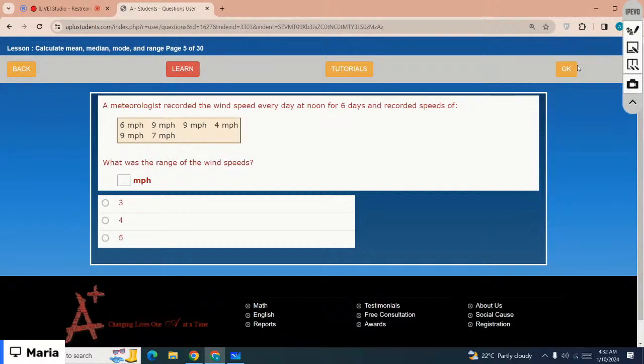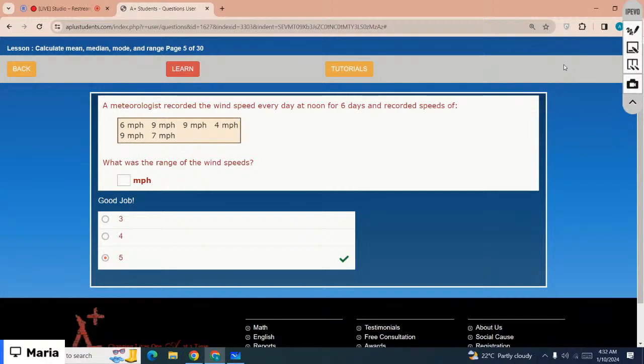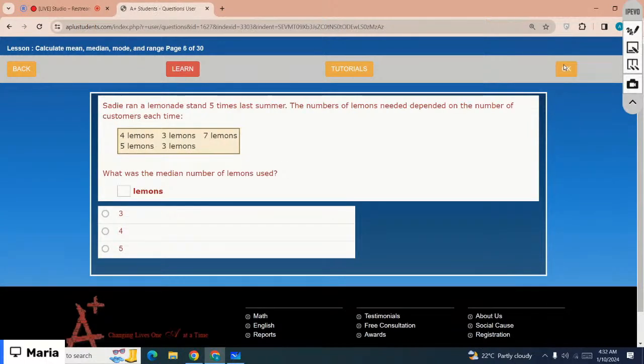The highest value in the data is 9. The lowest is 4. 9 minus 4 is 5, right? That is 5 because the highest value in the given data is 9 and the lowest value in the given data is 4. So 9 minus 4 is 5.